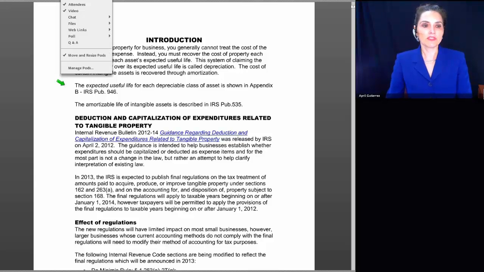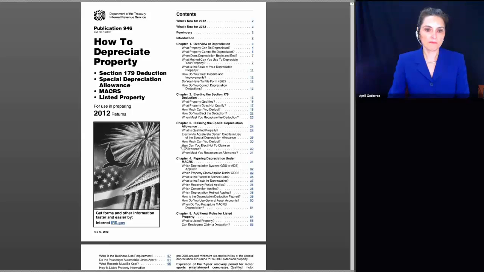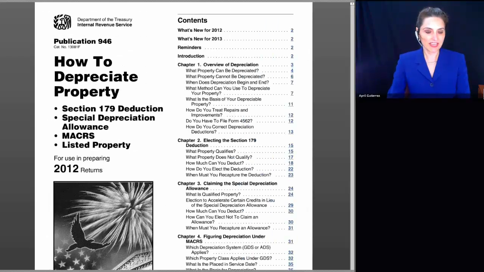And I think it's never too early to actually open up and show you Publication 946. So I'm going to do that right now. Publication 946 is one of my favorite publications because I use it all the time, and it's one of the few publications I'll actually order from the IRS so I can have it on a shelf and handy next to me if I need it.